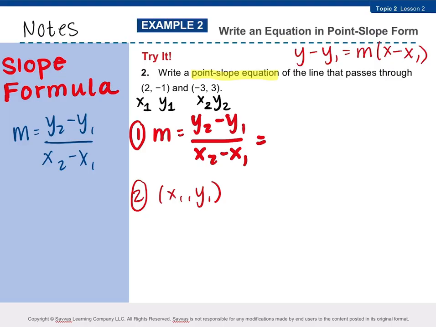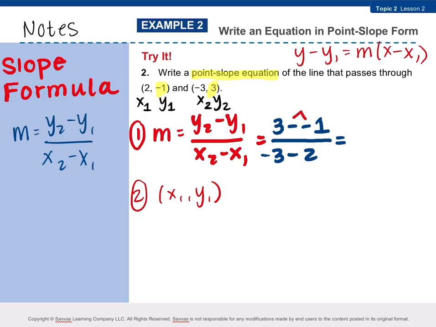Now that they're labeled, I can substitute in those values. So y2 is 3 and y1 is -1. So if I go to calculate that, I would do 3 minus -1 over x2 minus x1, so -3 minus 2. I'm just getting those numbers from my 2 points. And then I'm going to evaluate.